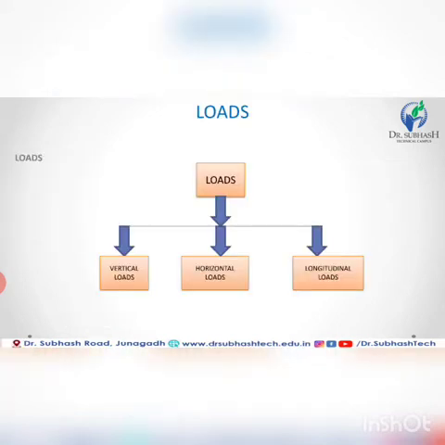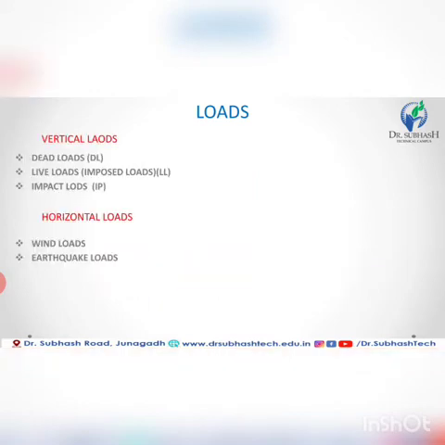Next, different types of load. In general, the loads on structures are classified into three types: vertical load or gravity load, horizontal load, and longitudinal load. First, vertical load. Vertical loads are of three categories: dead load, live load, and wind load.